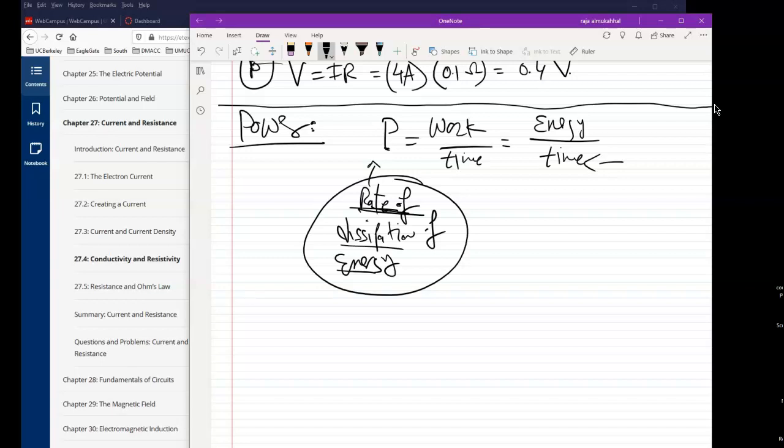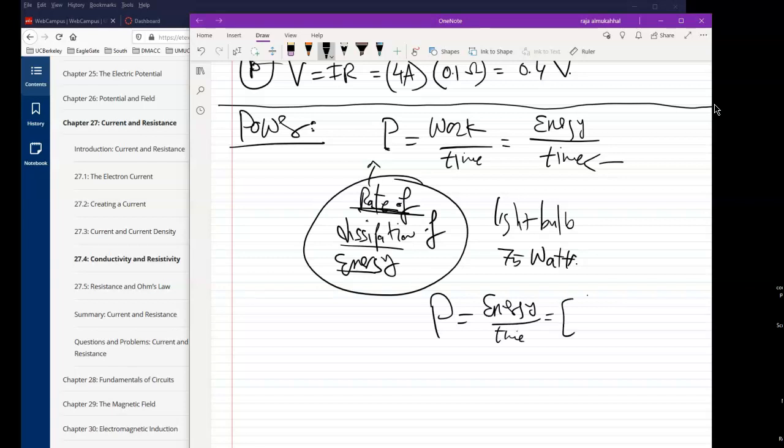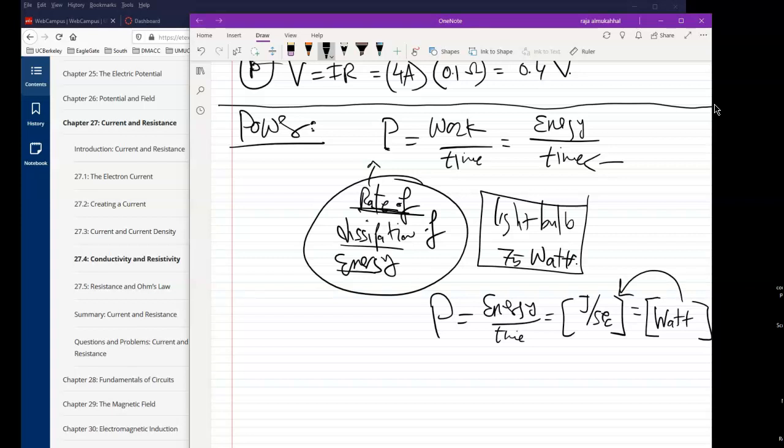What does that mean? Let's say I have a light bulb that I bought from Walmart, and it is 75 watt. What does that mean? Well, power is equal to energy over time, which means the unit of it is what? Energy is joule per second. The joule per second has a unit of its own. It has a name to it. We call it the watt. So the watt is nothing but joule per second. Got it? That's the meaning of it.